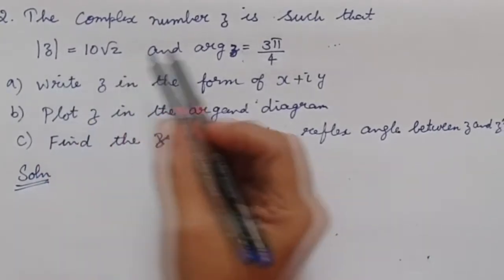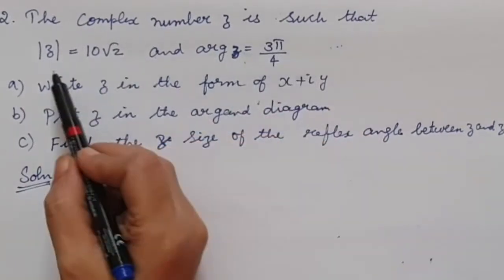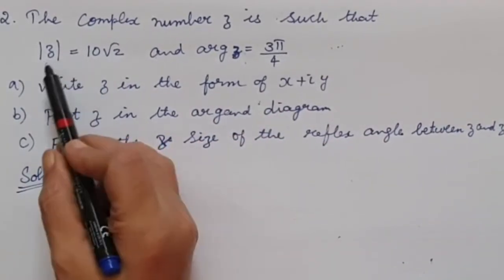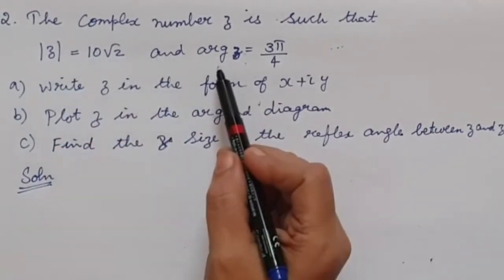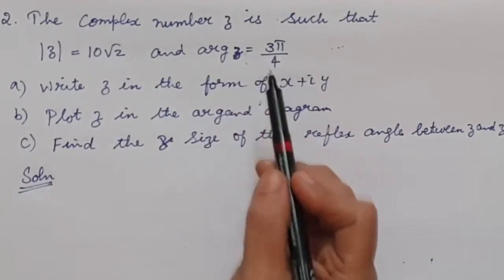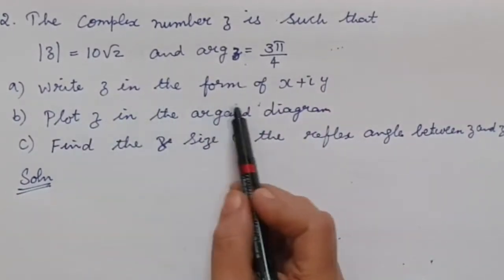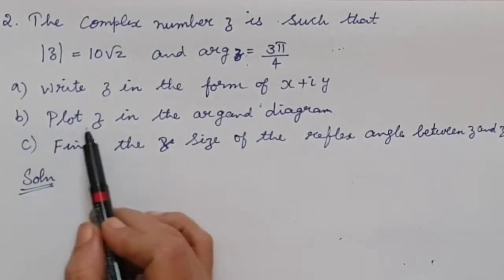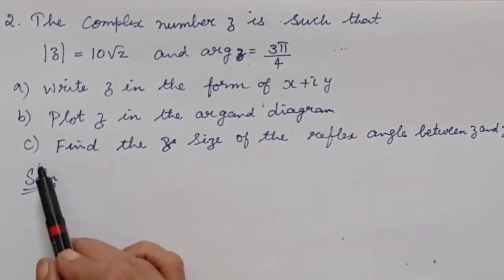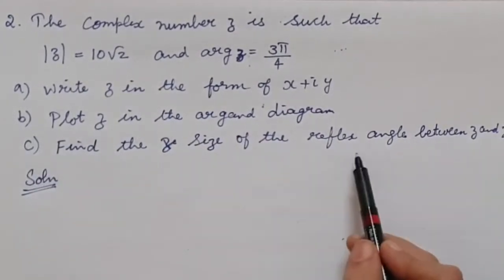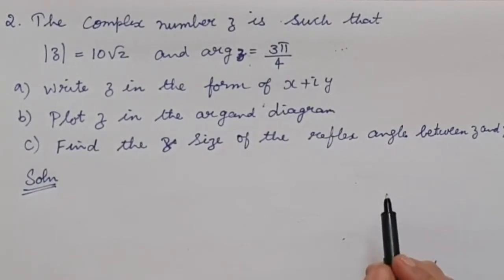The second question: the complex number z is such that mod z, that is the magnitude of z, is 10 root 2 and the argument of z is 3 pi over 4. A, write z in the form x plus iy. B, plot z in the Argand diagram. C, find the size of the reflex angle between z and z star.